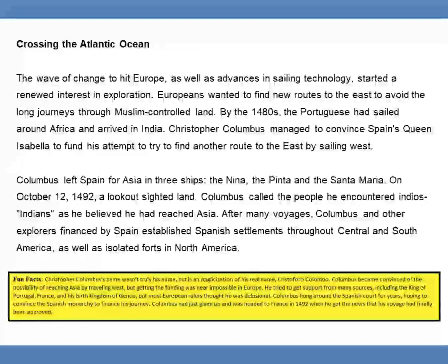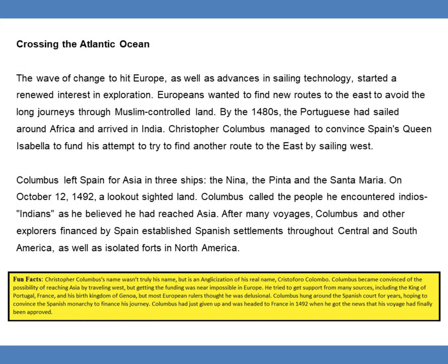Crossing the Atlantic Ocean. The wave of change to hit Europe, as well as advances in sailing technology, started a renewed interest in exploration. Europeans wanted to find new routes to the east to avoid the long journey through Muslim-controlled land. By the 1480s, the Portuguese had sailed around Africa and arrived in India. Christopher Columbus managed to convince Spain's Queen Isabella to fund his attempt to try to find another route to the east by sailing west.